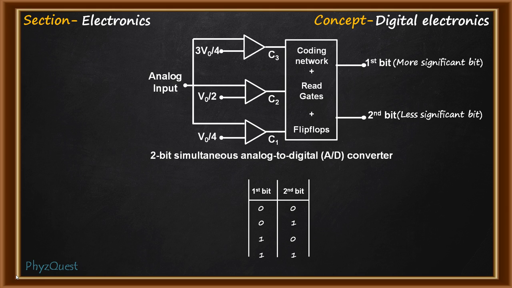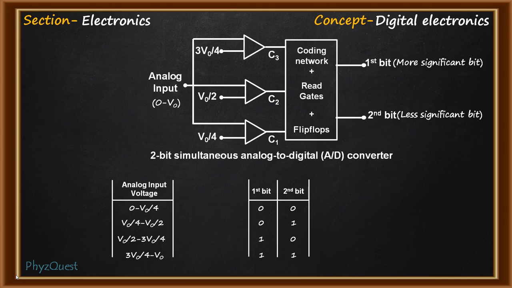Now here we have a 2-bit flash analog to digital converter, and here the analog or input voltage is ranging from 0 to V0. That means this 2-bit flash analog to digital converter will divide the voltage into 2 to the power 2, which is equal to 4 equal parts. So when it is divided into 4 equal parts, it will be from 0 to V0 by 4, V0 by 4 to 2V0 by 4 or V0 by 2, then V0 by 2 to 3V0 by 4 and 3V0 by 4 to V0. So these are the 4 parts it gets divided into.